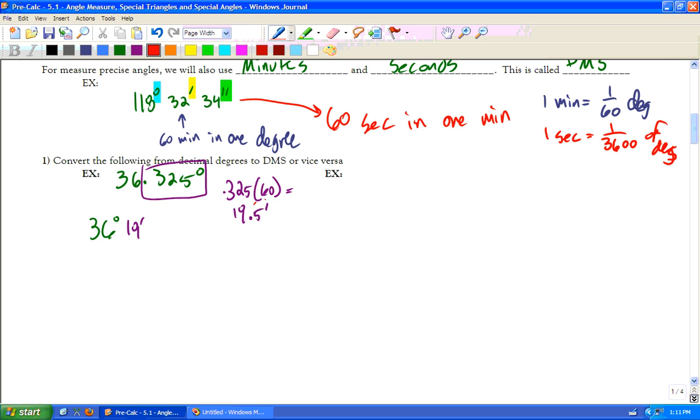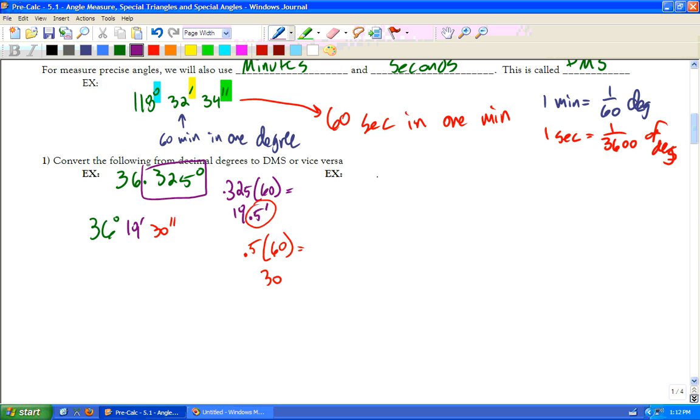And now we just have to once again look at the decimal. Well, how many seconds are in 0.5 minutes? You're going to take 0.5 times 60, which would give you 30. So 36.325 degrees is the same thing as 36 degrees, 19 minutes, and 30 seconds.